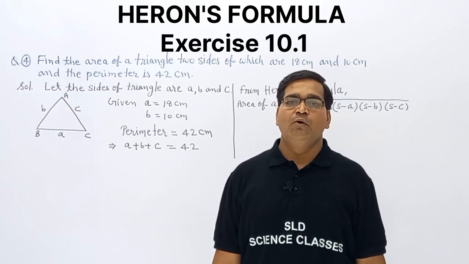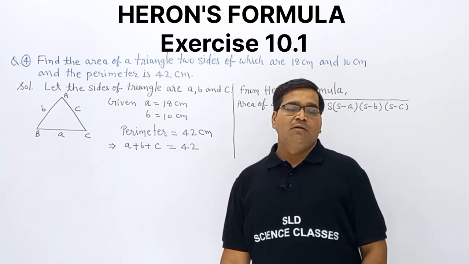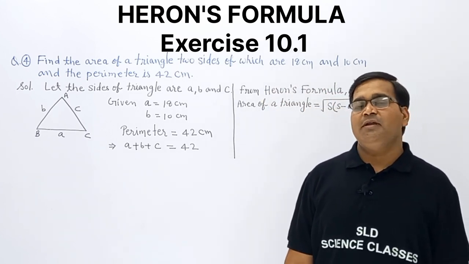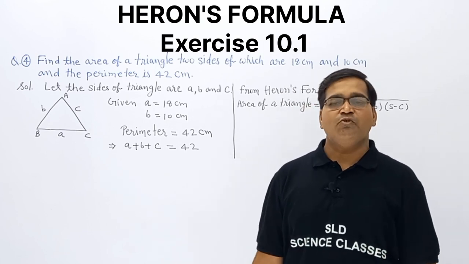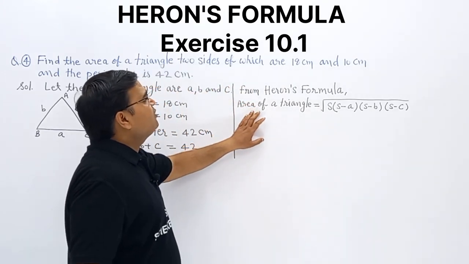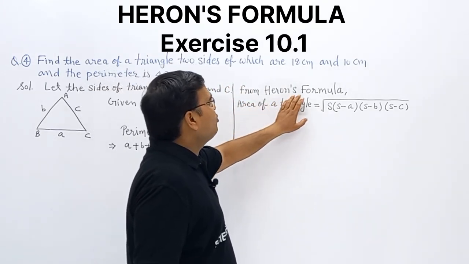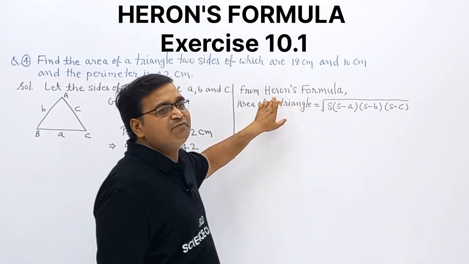In this video, we will discuss question number 4, exercise 10.1. This exercise is based on Heron's formula. What is Heron's formula? Observe, this is Heron's formula. Heron is the name of the scientist who gave this formula.